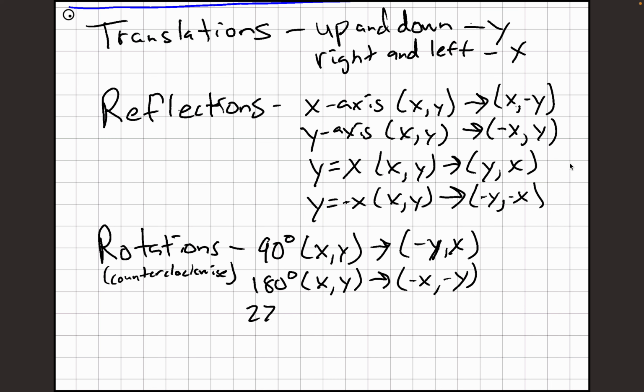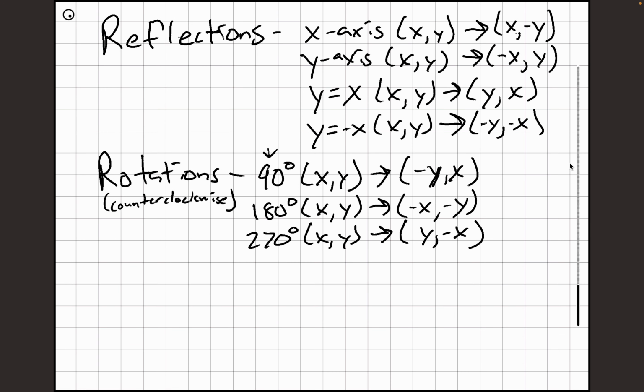What about 270 degrees counterclockwise? So we have y, negative x. All right, so if these are all counterclockwise, then what could I say about 270 degrees clockwise? What would that be the same as? Yeah, that would be the same as 90 counterclockwise. Okay, perfect. What was the very last one that we learned? Dilations. And what happened there?